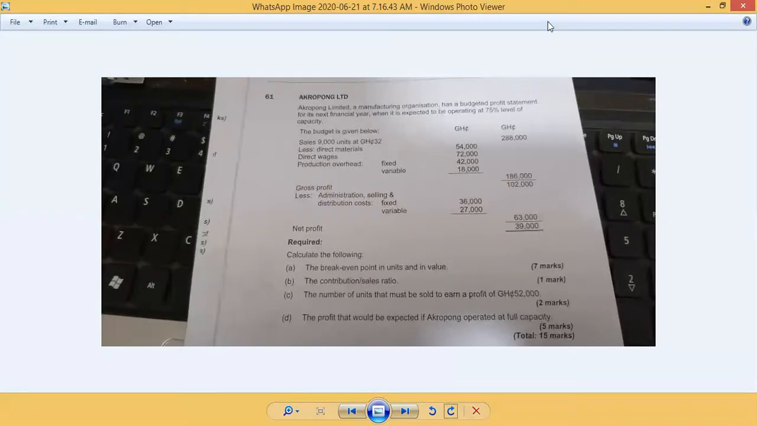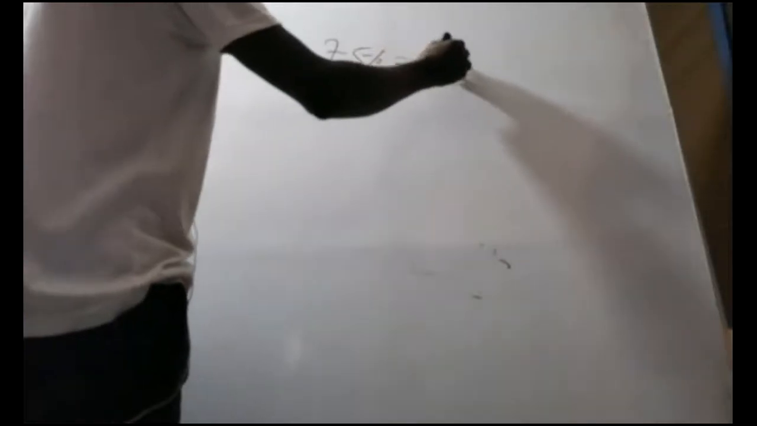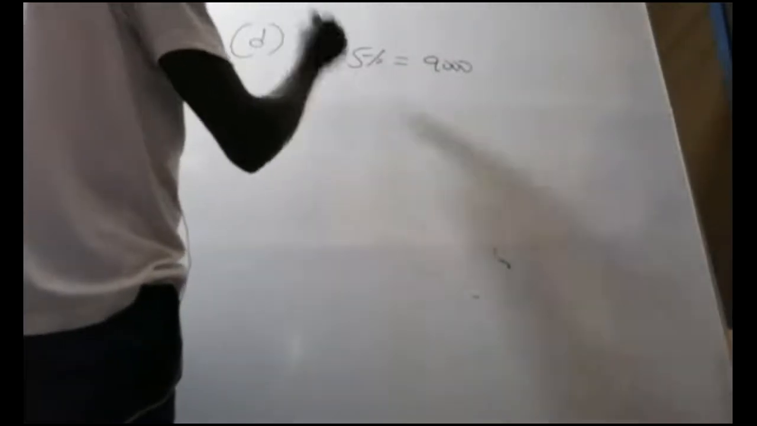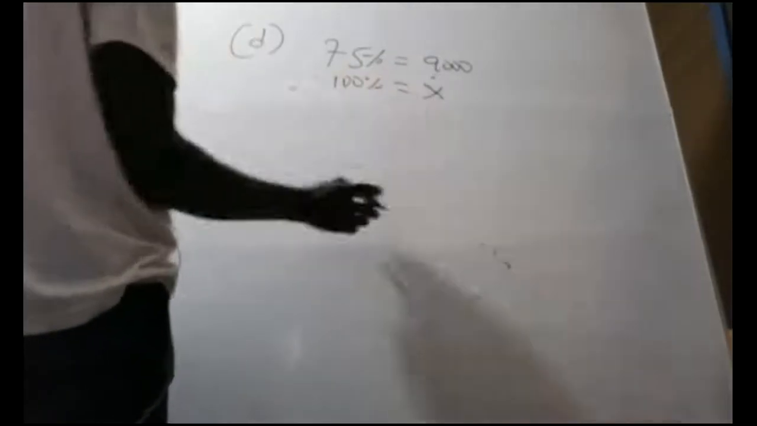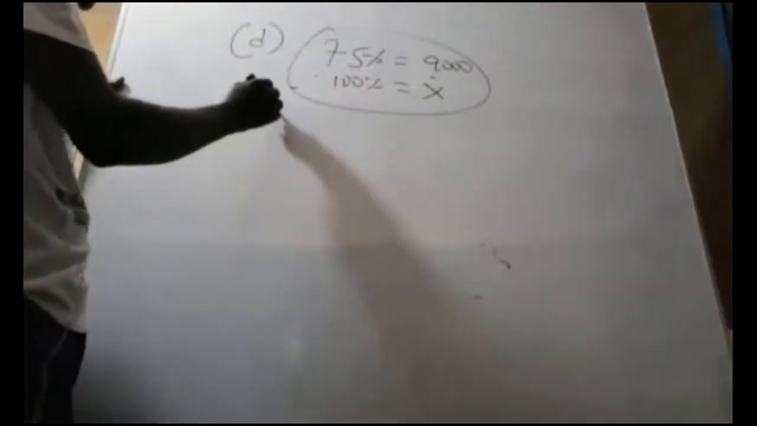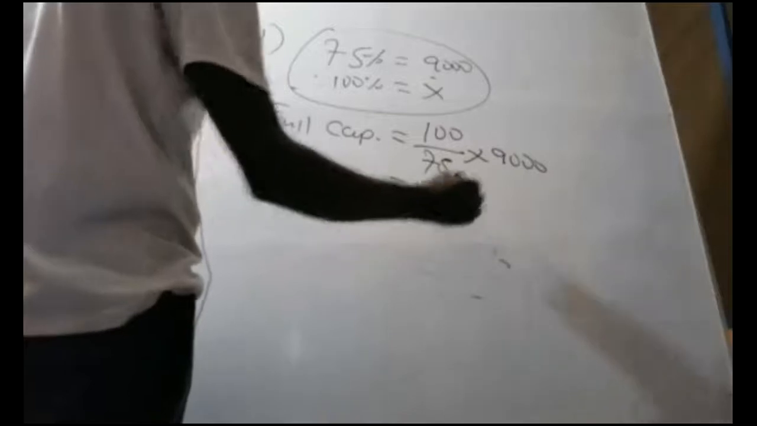So let's go to the board. Now be with me. If we are operating at 75%, is equal to 9,000 units. So therefore, 100% full capacity will be what? We don't know. But you can ignore this and go straight forward. Full capacity will be what you want, 100, over what you have. I have 75 times the 9,000. That will give us what? 12,000 units. That's the first thing you have to do.